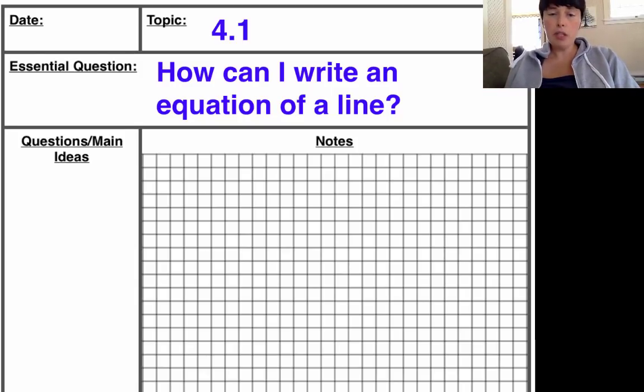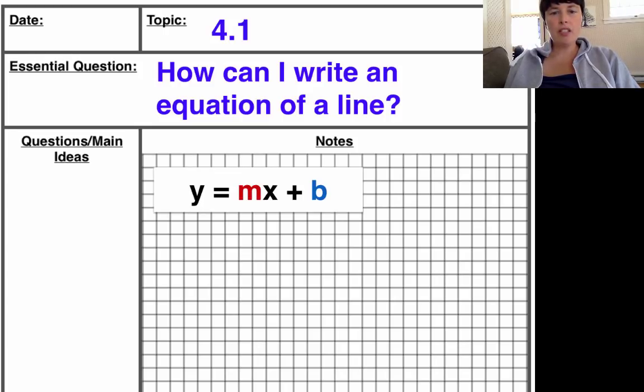One of the things we really want to be able to do is write an equation of a line. So here's what you need to know. The equation that we mostly use is y equals mx plus b. Hopefully you've heard that in class before you've seen this video, but maybe not. Maybe that's brand new information to you. Y equals mx plus b.